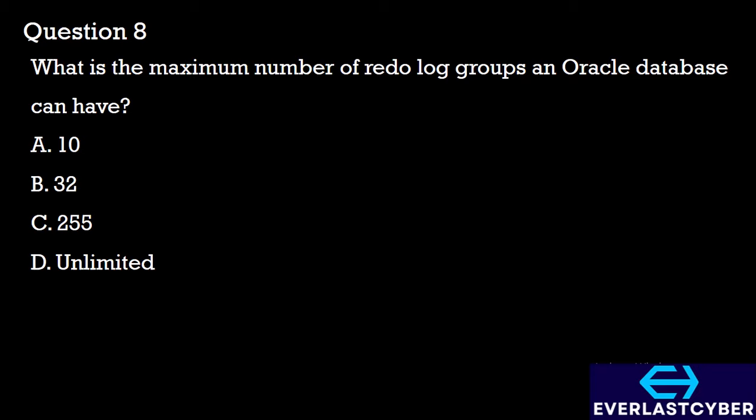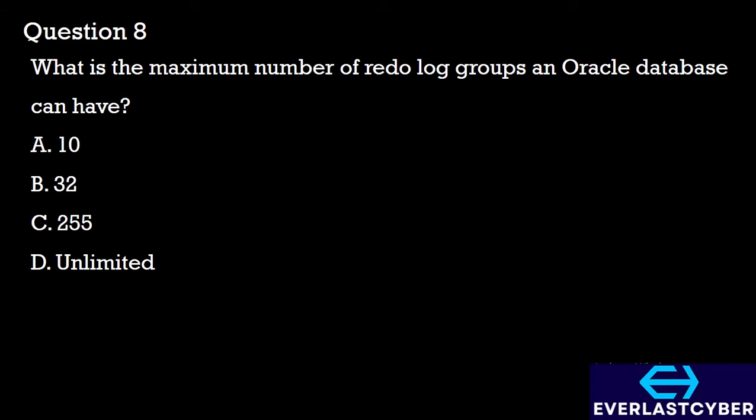Option A is far below the actual limits. Oracle allows more than 10 redo log groups. Option B, while this is a smaller number of redo log groups and it can actually be used, it's still not the maximum number of redo log groups that an Oracle database can have.